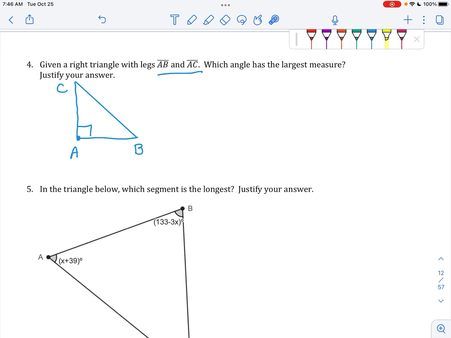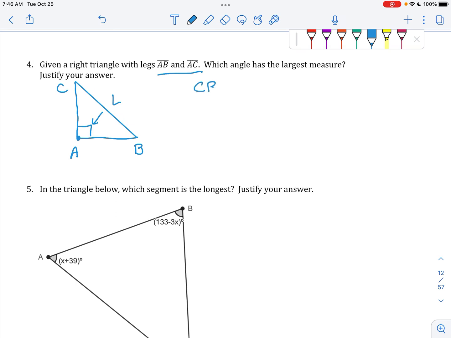Now another way is to justify it with our new rule. The largest side of a right triangle is the hypotenuse. Here's our largest side, and our largest angle is going to be across from it. So here's our largest angle. So I think that way is going to be easier to explain. And so I'm going to explain it that way.